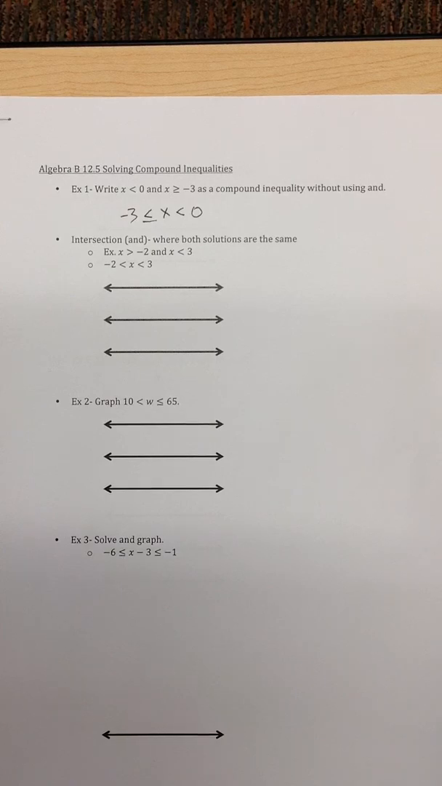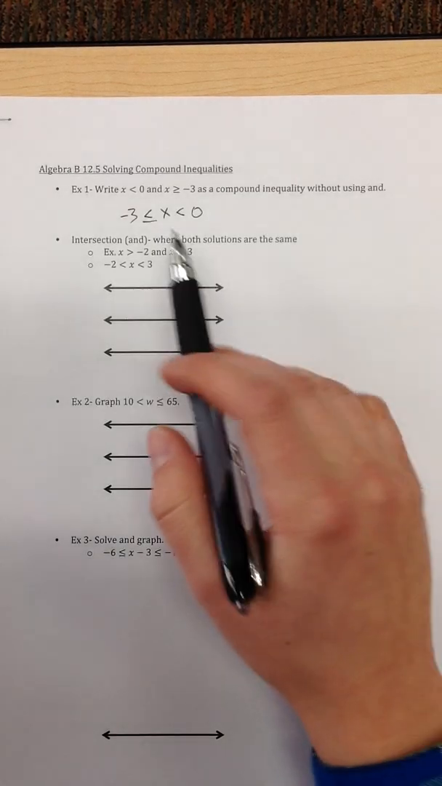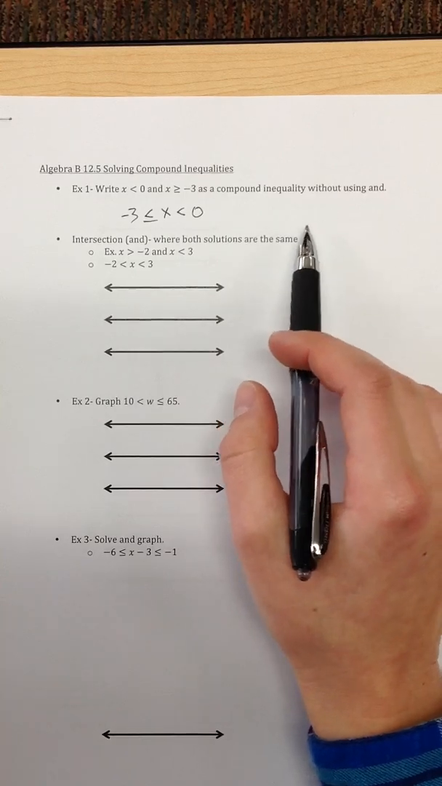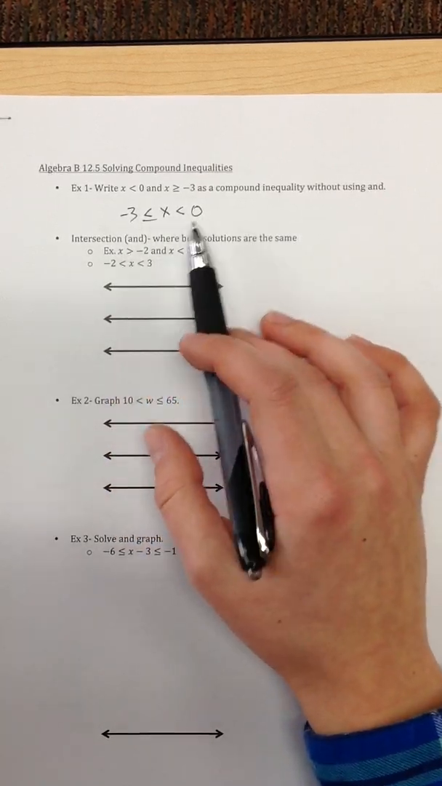You could go the other way with this if you wanted to and swap your signs around and put the 0 at the beginning and the negative 3 at the end, but usually this is the form that you typically see.